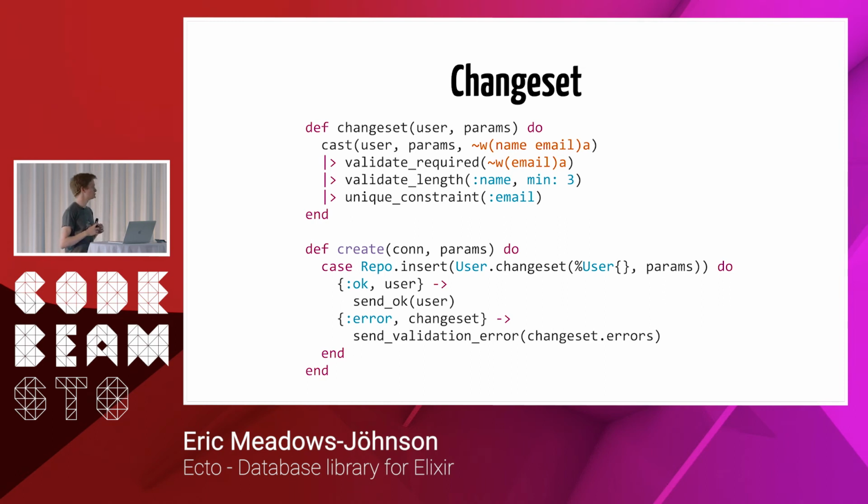And this is what it looks like when we use a changeset. We can pass it into repo insert, for example. If everything went well, we will get back a user that we can, for example, send back an OK HTTP response for, or we get an error. And when we get the error, we get back the changeset, which describes the validations that failed and any errors that happened that we can also present to the user.